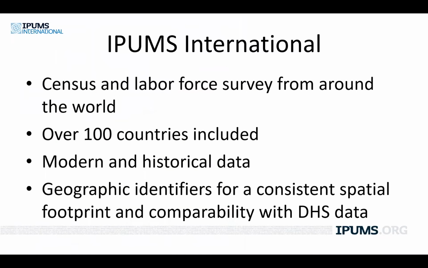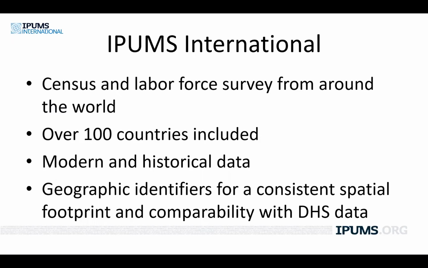So IPUMS International is census and labor force survey data from around the world, primarily census data, though there are some labor force surveys too. Over 100 countries are included here, and it includes both modern and historical data. It's hard to provide a lot of detail, but one really cool thing about IPUMS International is that it provides geographic identifiers for a consistent spatial footprint. So as boundaries change over time, you can look at the same actual place.